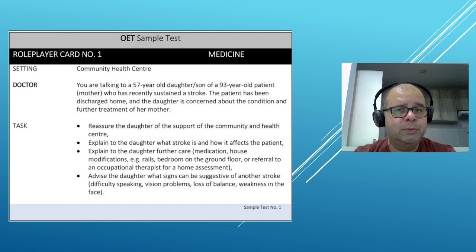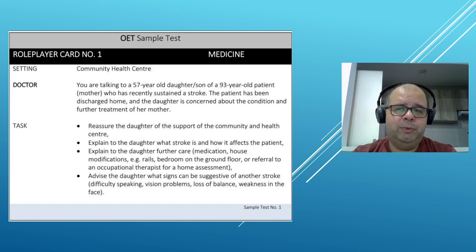Now we are ready for our first task. After we ask the daughter, "What can I do for you today?" or "What brings you here today?" she will probably tell us that she is worried about her mom. Now that she has been discharged, she wants to know if she is the right person to take care of her mom, as she feels that at the age of 57, she might not be able to give all the care and attention that her mom deserves.